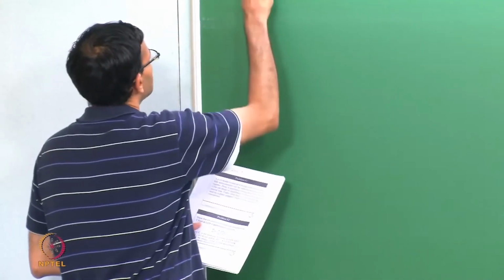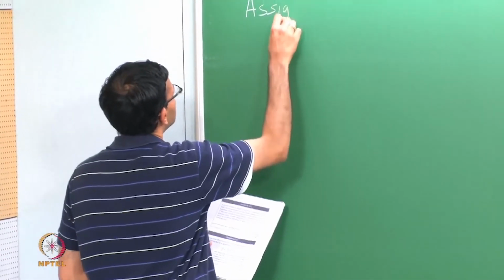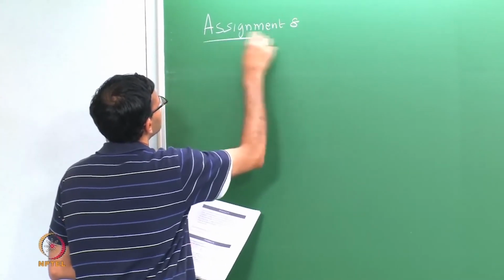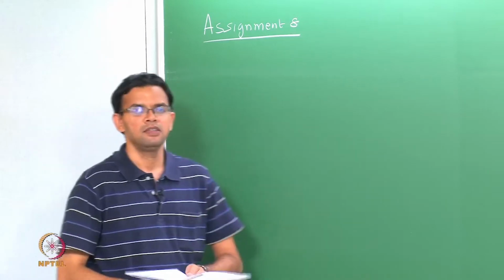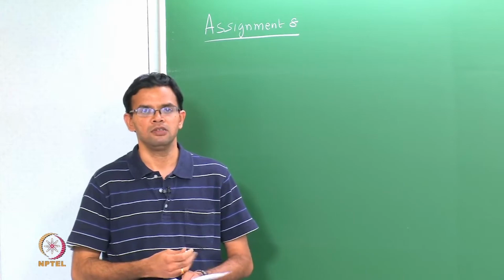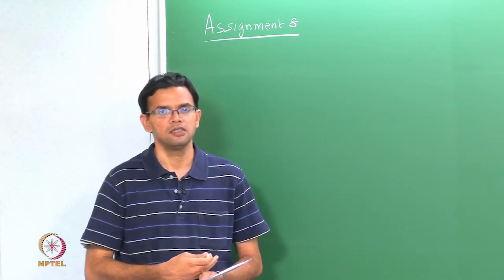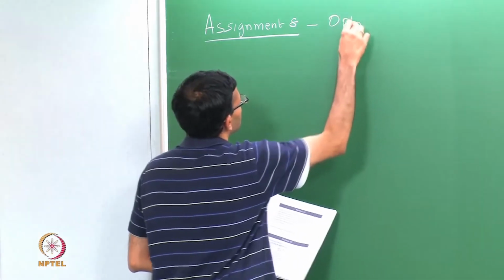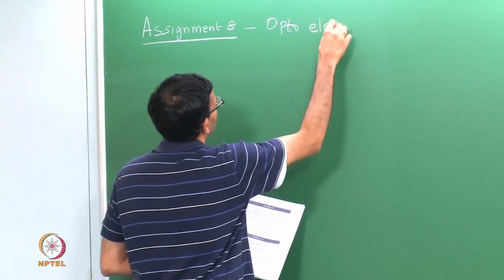In today's assignment, we are going to look at optoelectronic devices. So, this is assignment 8. In assignment 7, we looked at problems dealing with general interaction of light with semiconductors. Today, we are going to look specifically at some problems leading to devices.